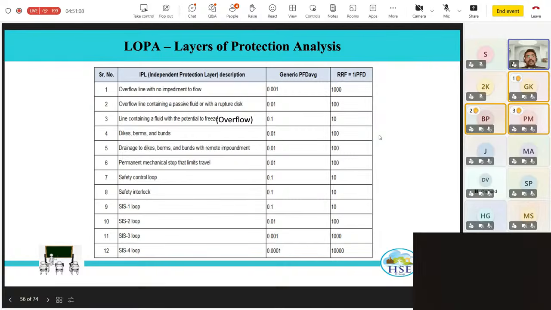Safety control loop, which is again, as we say, the SIS loop. For every SIS loop, you can take credit of 10. If there is a safety interlock which is not SIL rated, you can take a credit of 10. Then if you have a SIS loop, which is one loop, you can take credit of 10. If you have two loops, you can take credit of 100. Then if you have SIS 3 loops, you can take credit of 1000. And then for 4 SIS loops, you have credit of 10,000. But essentially, people don't typically consider these 4 SIS loops, or it could be complex design.